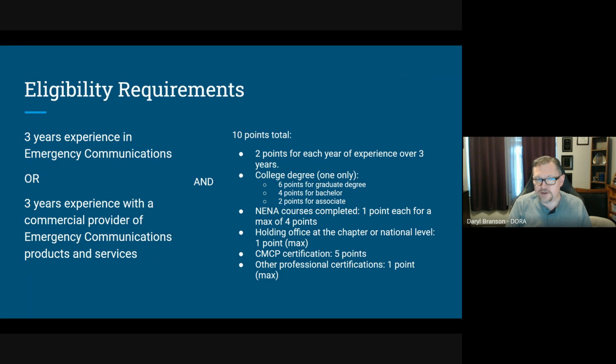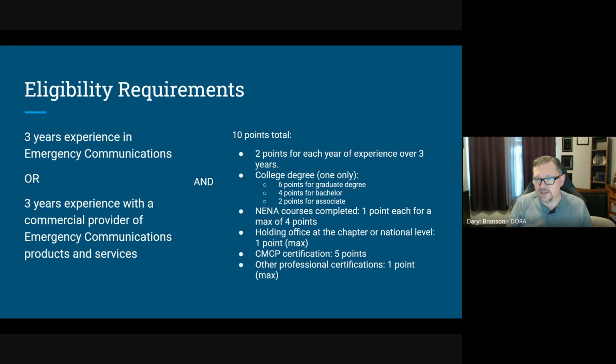If you have a college degree, and it doesn't even matter what kind of college degree, that counts towards your points as well. So your highest college degree counts towards your points. 6 points for a graduate degree, 4 points for a bachelor's, or 2 points for an associate degree. NINA courses completed: if you can document any NINA courses you've completed up to this point, you get 1 point for each NINA course that you have completed, up to a maximum of 4 points.